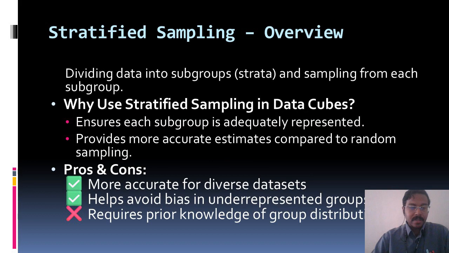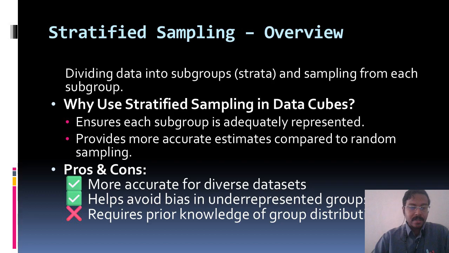Stratified sampling improves on random sampling by dividing data into subgroups called strata. Then, we sample from each subgroup. This ensures that all important groups are represented. For example, in a dataset with customer age groups, we take samples proportionally from each age group. This makes the estimate more accurate, especially when the dataset is diverse.